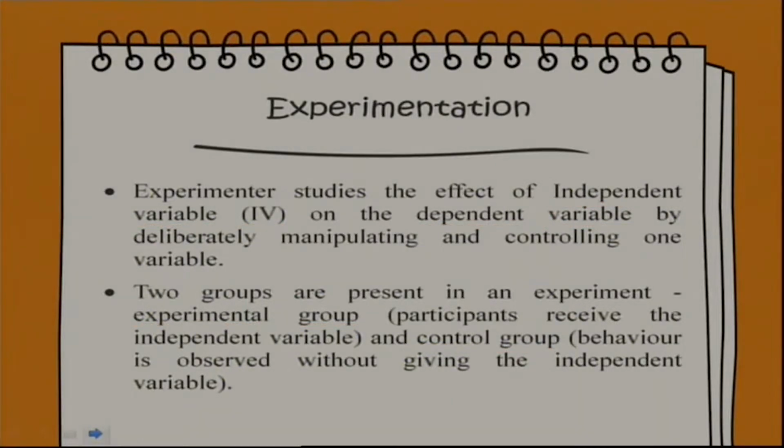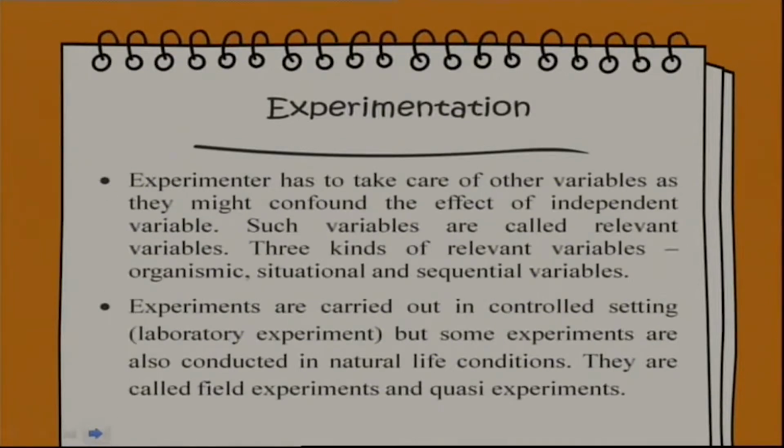Okay, so let's move on to the next slide. The experimenter has to take care of other variables as they might confound the effect of the independent variable. Such variables are called relevant variables. Obviously there are various other variables in the environment while we are studying any process, and it is the duty of the experimenter to make sure that these variables do not influence the study being done. They do not confound with the independent variable. Whatever we are studying should not be influenced by the relevant variables.